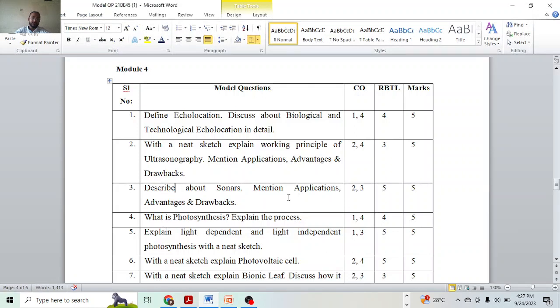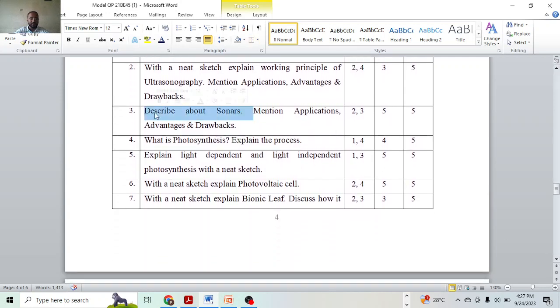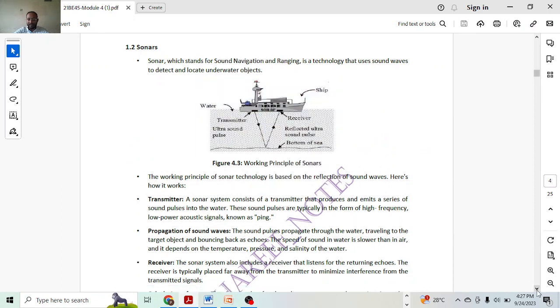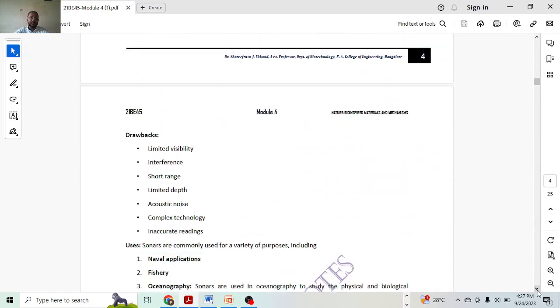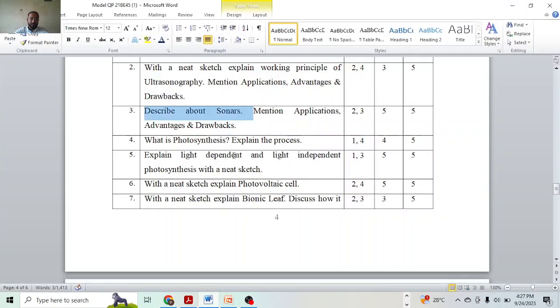Next we are having sonar. Here the question is, describe sonar. That means you need to speak about sonar, and you need to mention applications, advantages, disadvantages. Again here, advantages and disadvantages, how many marks? 1 mark. Mentioning applications will carry 1 mark. You have to describe the sonar, so this will have the maximum marks, that is 3 marks. The image might carry 1 mark, other explanation will carry 2 marks, that will be your 3 marks. Advantages and disadvantages 1 mark, uses or applications 1 mark. So that's how you can explain.